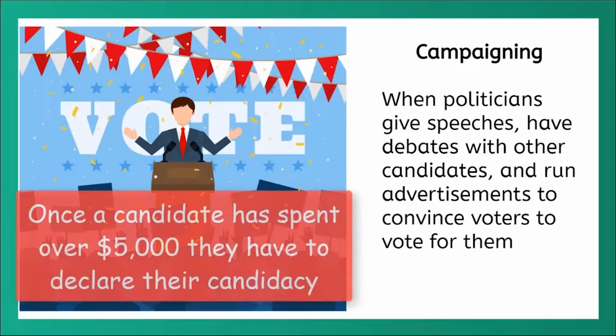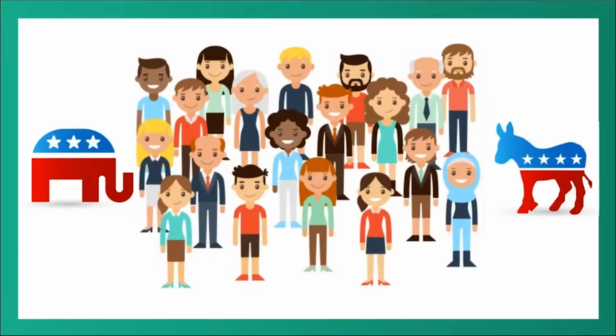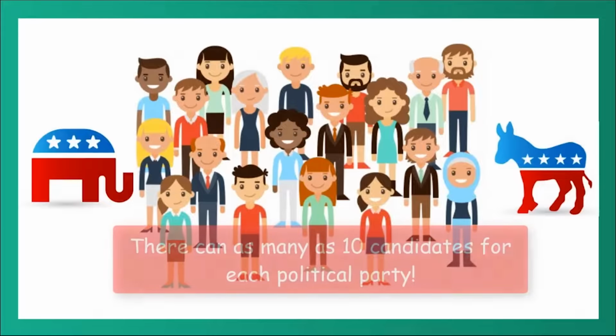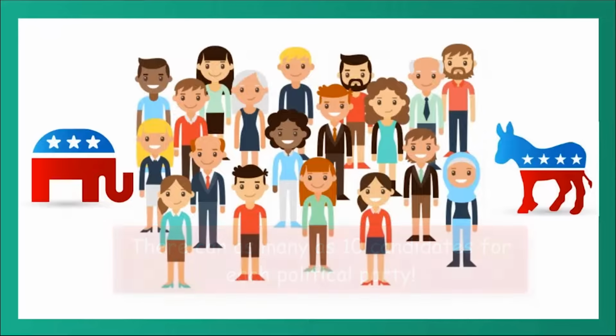Once a candidate has spent over $5,000 campaigning, they have to declare their candidacy for president and register with the Federal Election Commission. The Federal Election Commission is an agency that enforces the laws about how money can be raised or spent by a candidate who is campaigning. Remember, there can be many people who are campaigning to be president. It's common for each political party to have at least 10 people campaigning to be president. To cut down on the number of candidates, the candidates go through state primaries and caucuses.